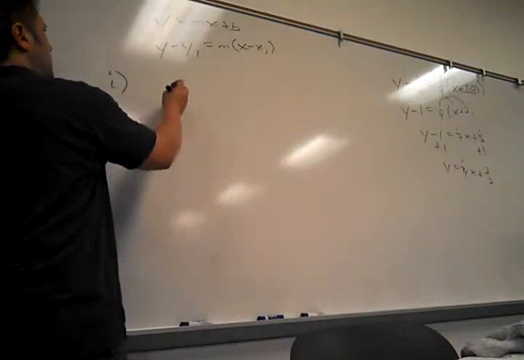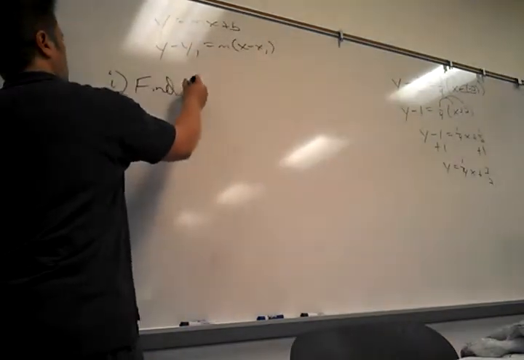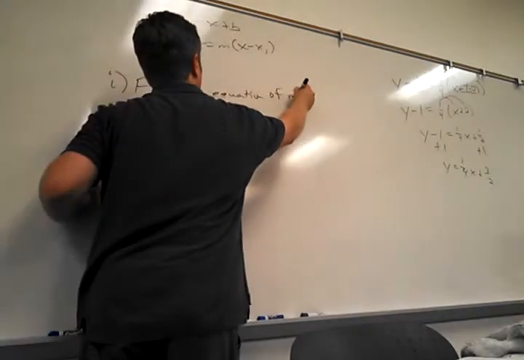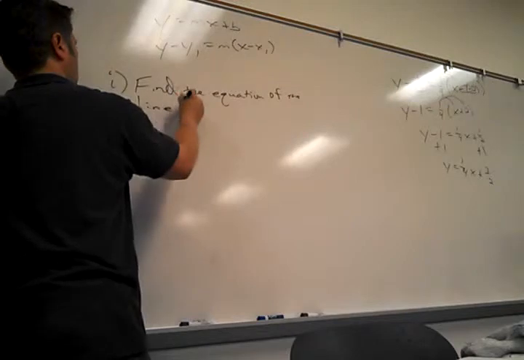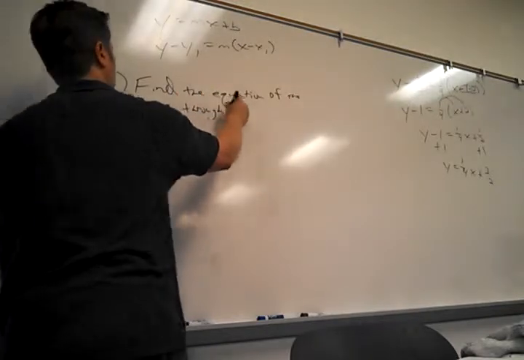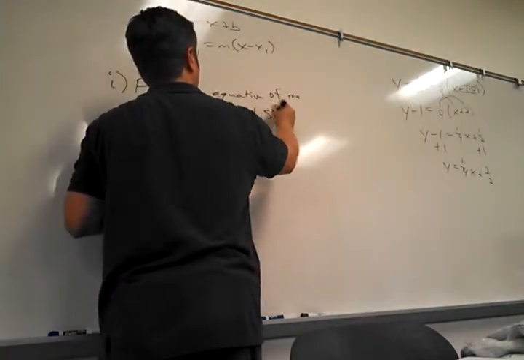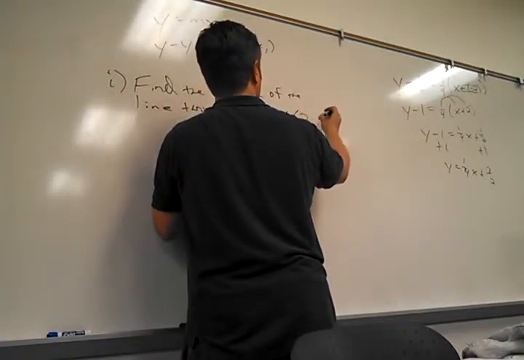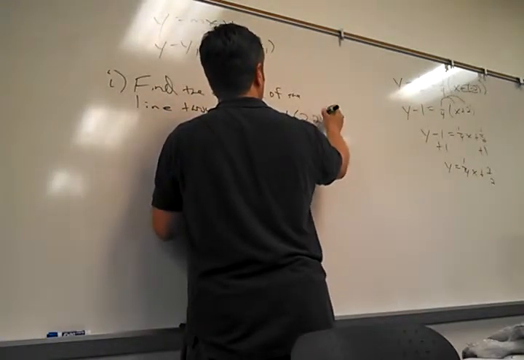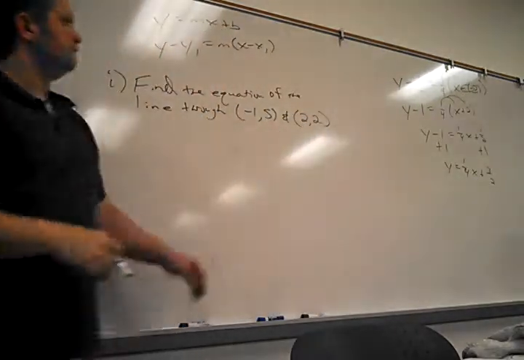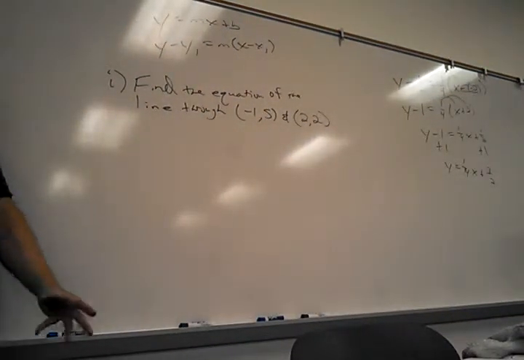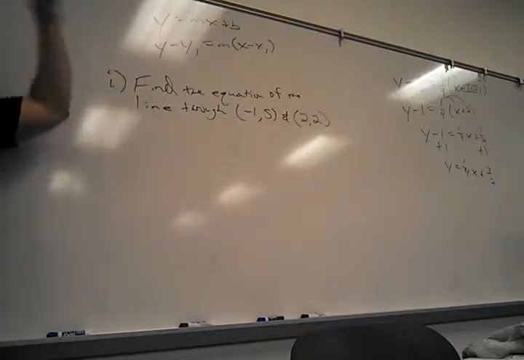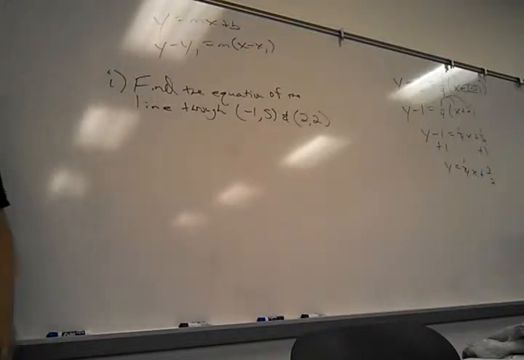So if I give you this situation, find the equation of the line that goes through -1, 5, and 2, 2. Why not? Did it give you the y-intercept? No. So remember the problem we did earlier like this? I gave you the y-intercept, so it was cool.